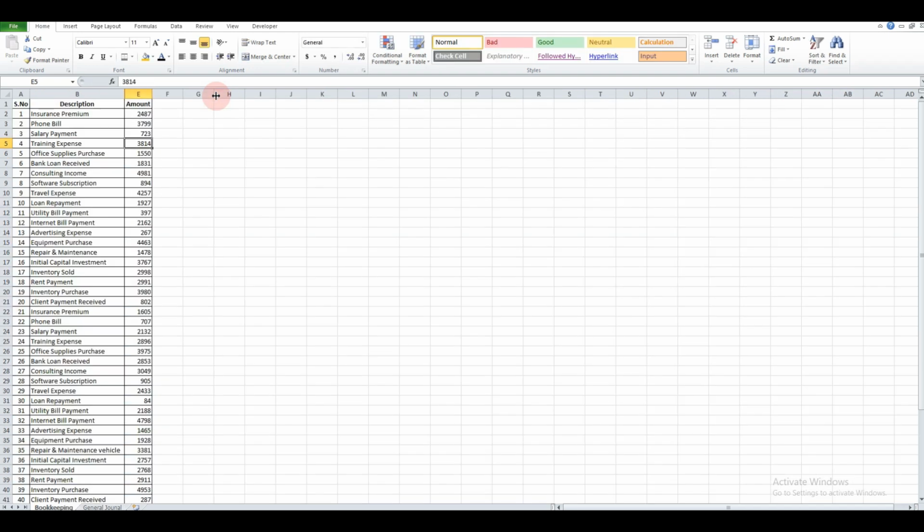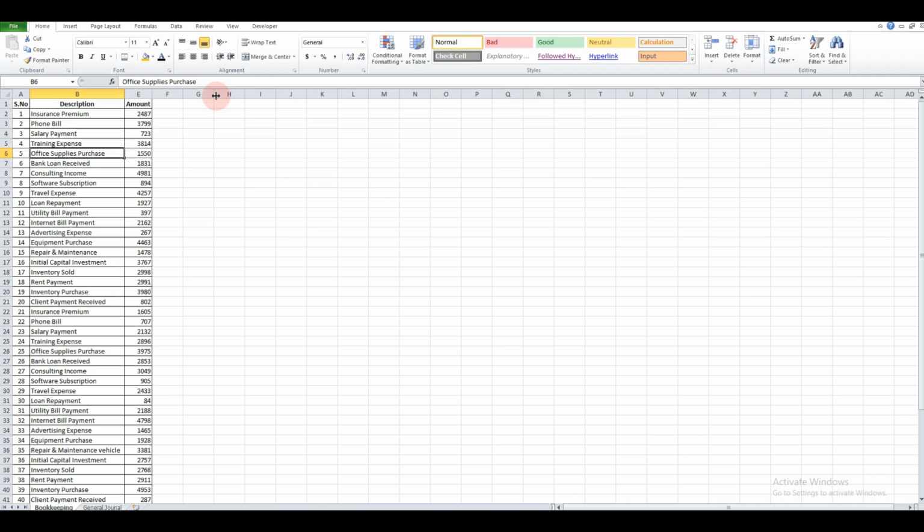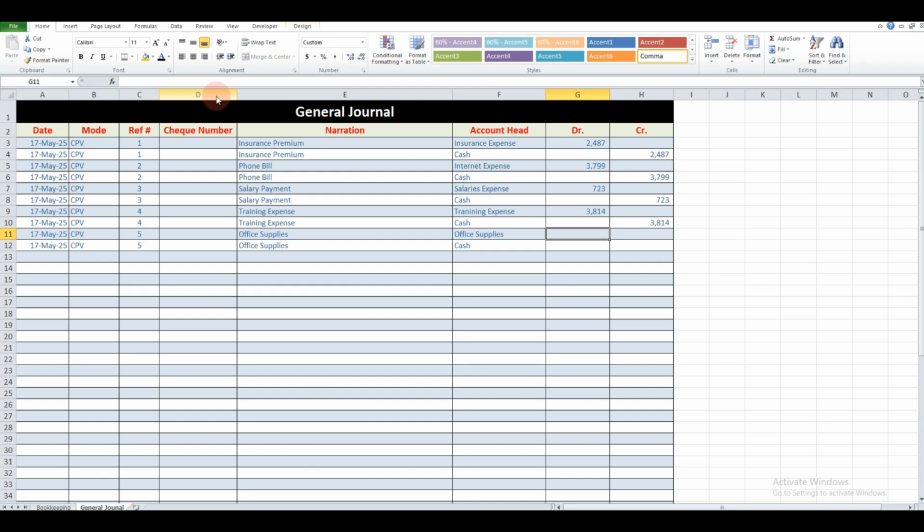And the other entry is office supplies. We have also purchased it in cash. Office supplies debit, cash credit. The amount is 1550.